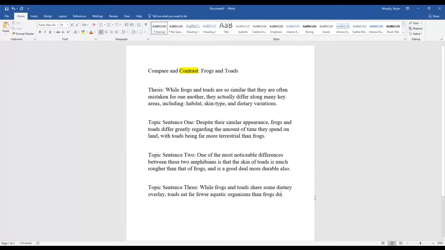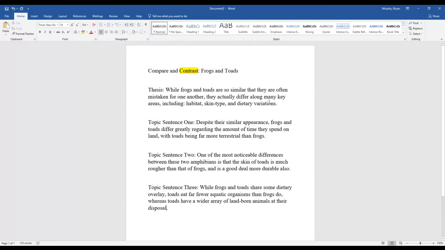We could even amend that topic sentence to say, whereas toads have a wider array of land-borne animals at their disposal. Okay, so while frogs and toads share some dietary overlay, toads eat far fewer aquatic organisms than frogs do, whereas toads have a wider array of land-borne animals at their disposal. Okay, cool. So those are 3 topic sentences. Then what do we do, folks? Well, we know that we go back up to the thesis and we do hook, line, and sinker.